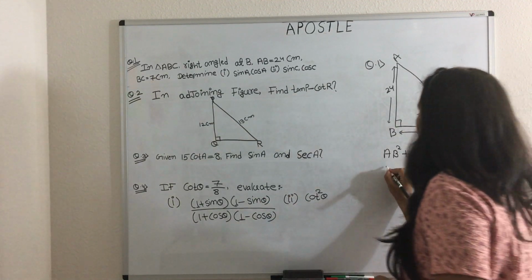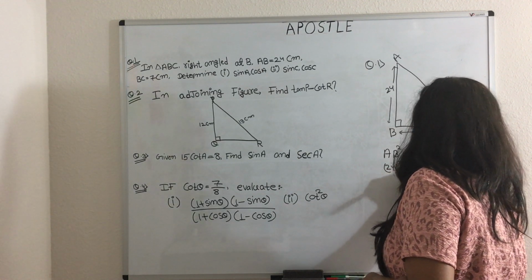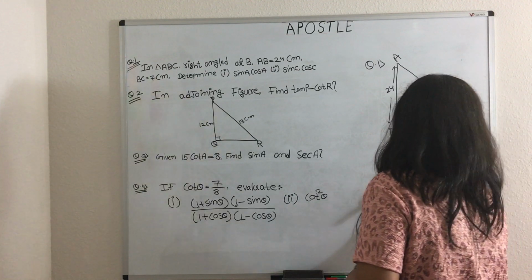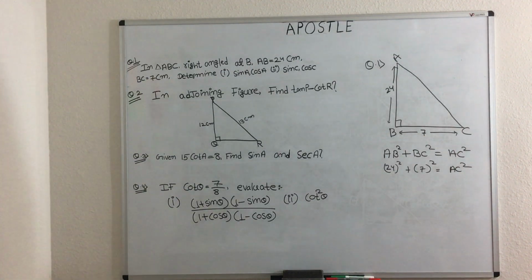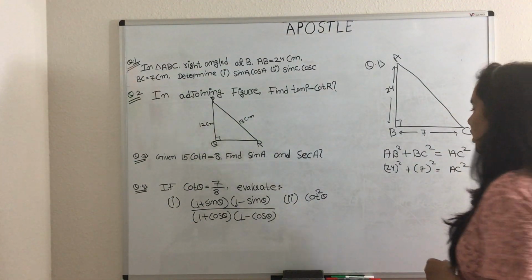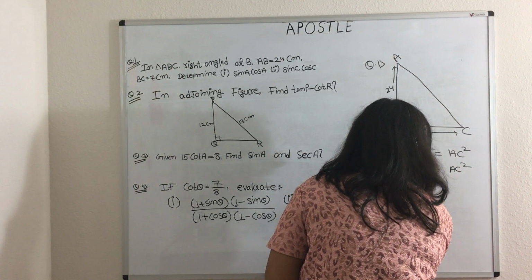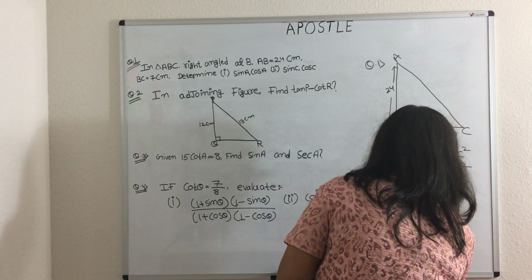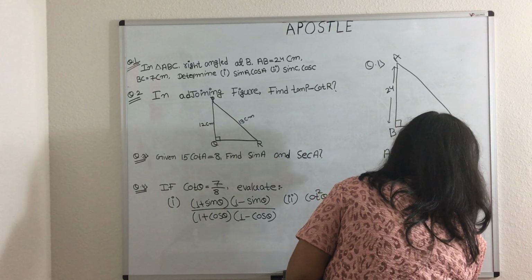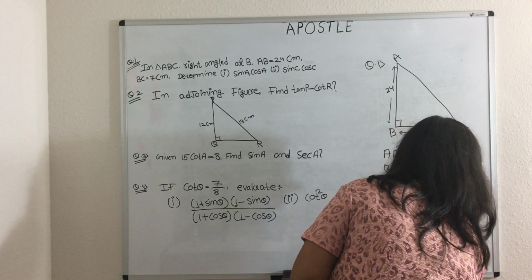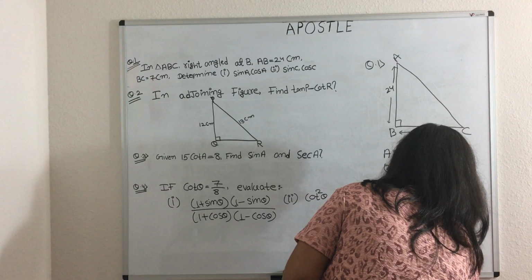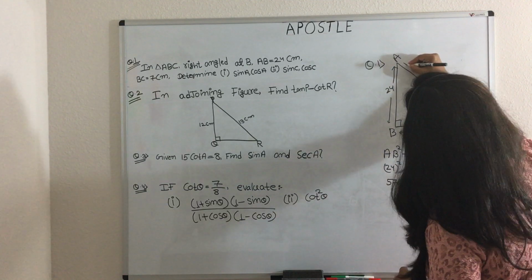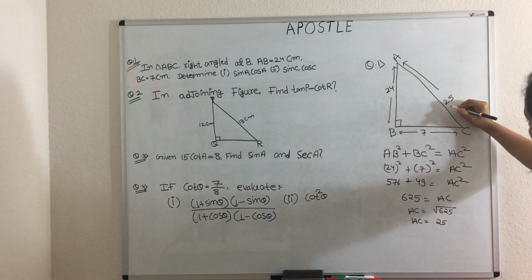Now AB is 24, so 24 square plus 7 square equals AC square. You should learn squares till 30. The square of 24 is 576 and the square of 7 is 49, and their sum is 625. We write AC as the square root of 625, so the value of AC is 25. Clear? We get the value of AC as 25.